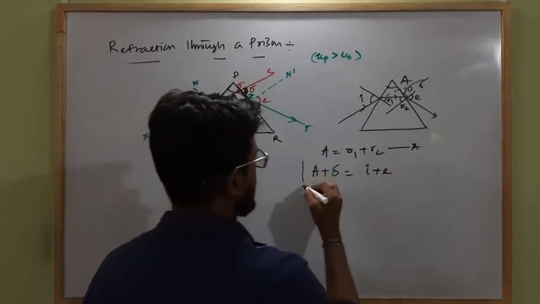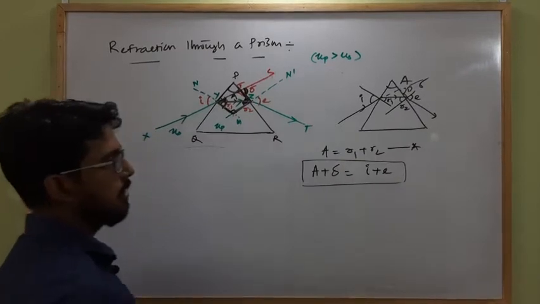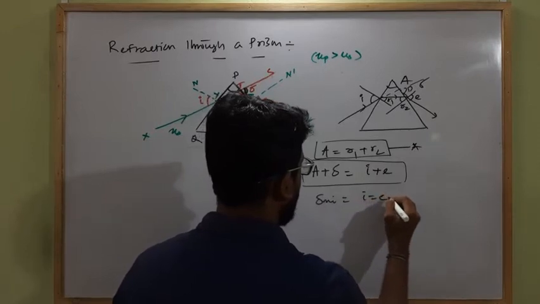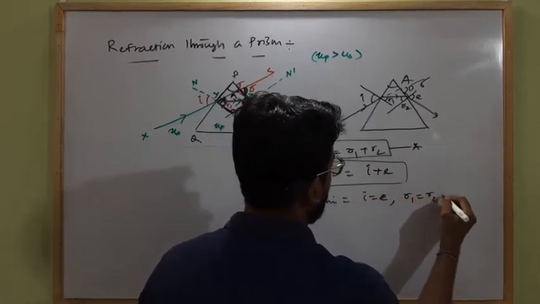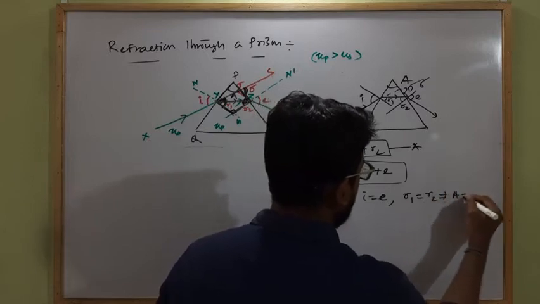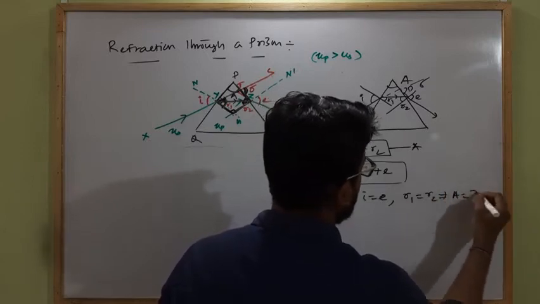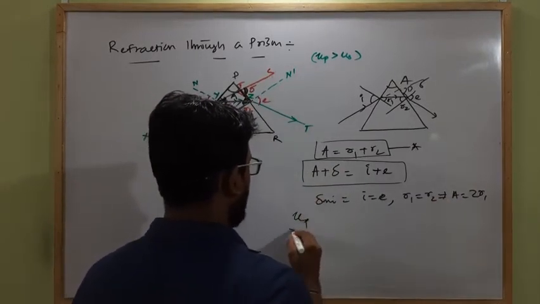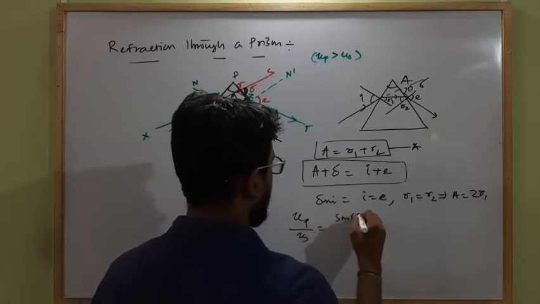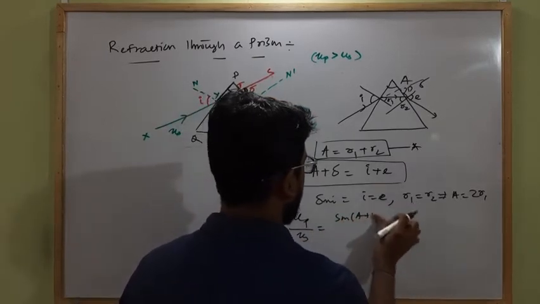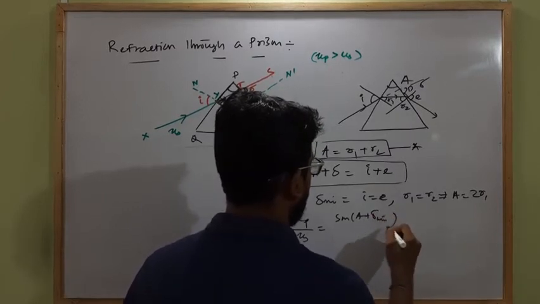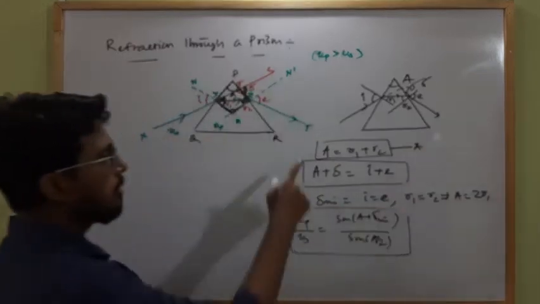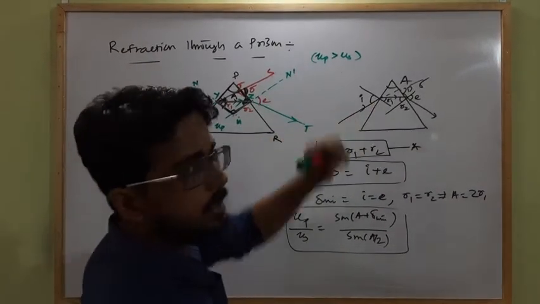Okay, these are the conditions you have to remember. And what is the minimum deviation? Delta minimum, I equal to E. Only when I equal to E, this implies R1 equal to R2, so this implies A equal to 2R1 or 2R2. Clear? And the refractive index of the prism with respect to the surrounding will be sin of (A plus delta minimum) divided by sin A by 2. Clear? These are the relations you have to remember for the refraction through prism.